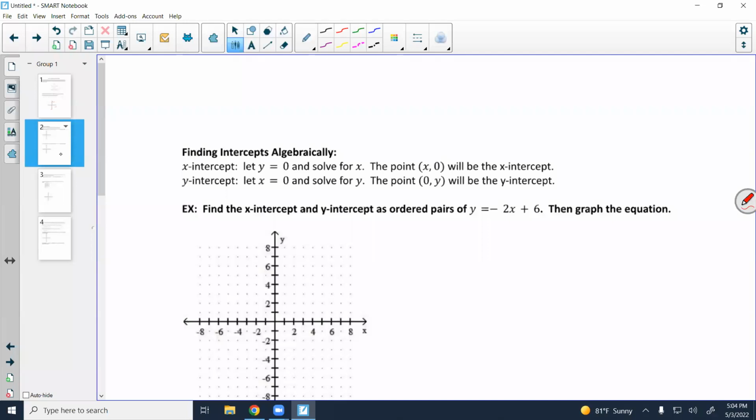So to find the x-intercept, we let y equal 0. 0 equals -2x plus 6. Subtract 6 from both sides. Divide by -2. x equals 3, y equals 0. (3, 0). To find the y-intercept, we set x equals 0. So y equals -2 times 0 plus 6, which is simply y equals 6. So the y-intercept here would be 0 on the x-axis and 6 on the y.